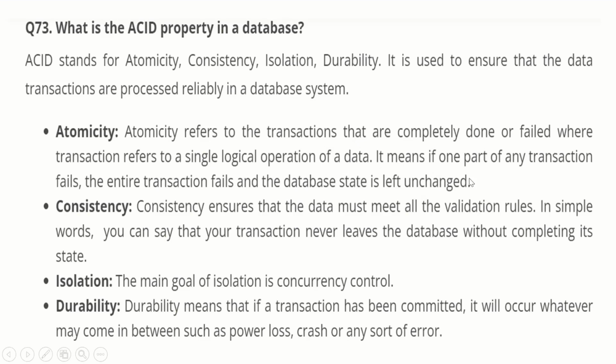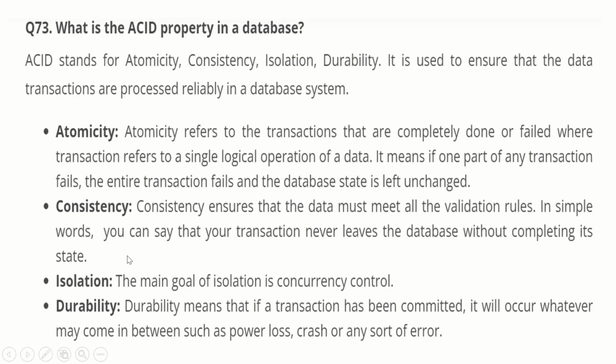It means if one part of any transaction fails, the entire transaction fails and the database state is left unchanged. And consistency ensures that the data must meet all the validation rules. In simple words, your transaction never leaves the database without completing its state.